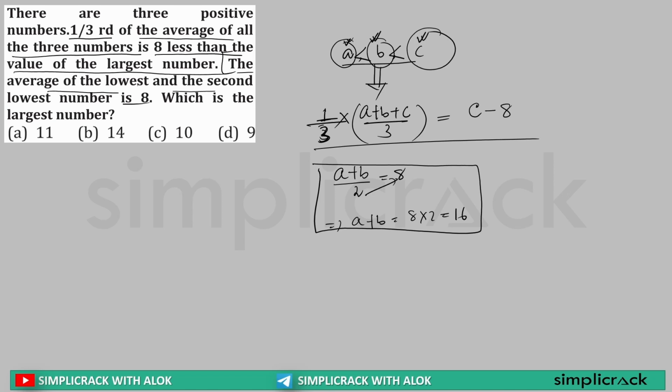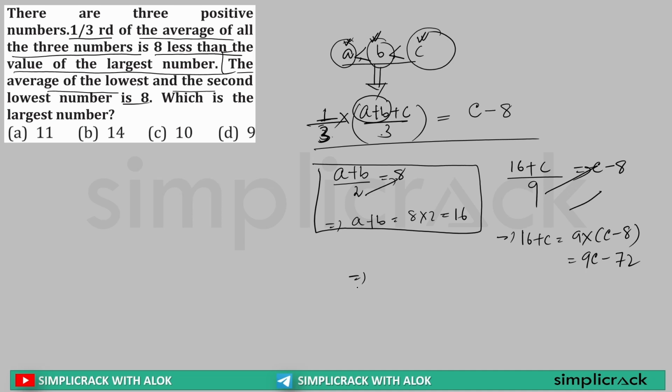Now, we have this information. We have this equation. Here in place of A plus B, I can write 16, right? Now, here 16 plus C divided by 3, multiplied by 3, is equal to what? Sir, C minus 8. Clear or not? Clear. Now, this will cross multiply here. Sir, 16 plus C is equal to what? 9 into C minus 8, which is equal to 9C minus 72. Clear or not? Clear.